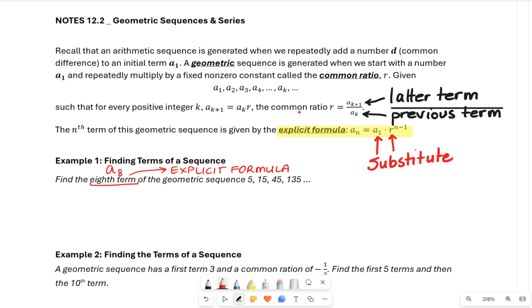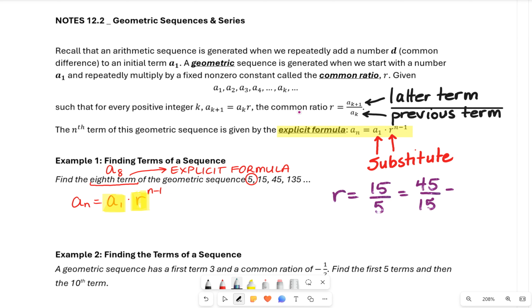So again, the explicit formula, a sub n equals a sub 1 times r to the n minus 1, requires that you substitute a sub 1 and r. Do I have an a sub 1? A sub 1 is known as the first term. I sure do have an a sub 1. Do I have an r? Well, the r is easily found by taking the latter term and dividing it by the previous term.